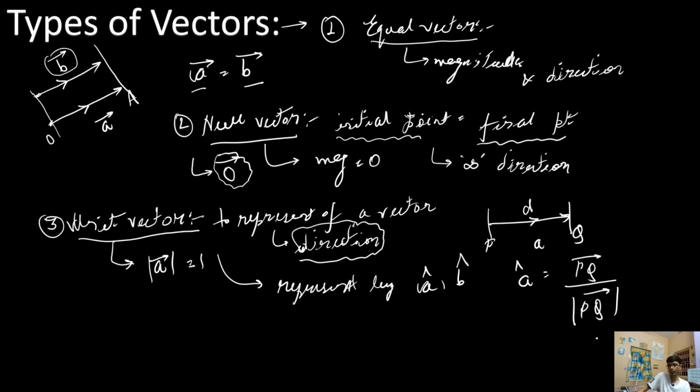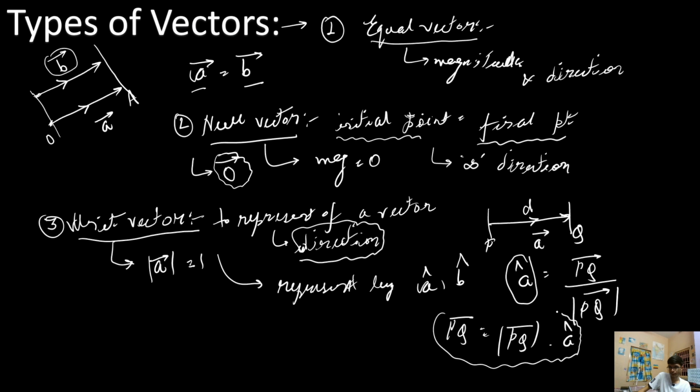PQ vector divided by PQ vector modulus gives us the unit vector that is known as A cap. So if A is the vector which represents PQ, then PQ can also be written as modulus of PQ multiplied by A cap. This particular discussion was when I took up the representation of a vector. I hope this explanation was clear.